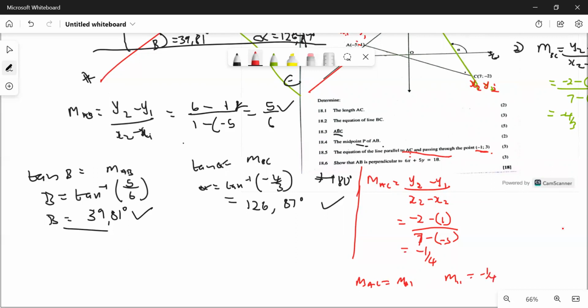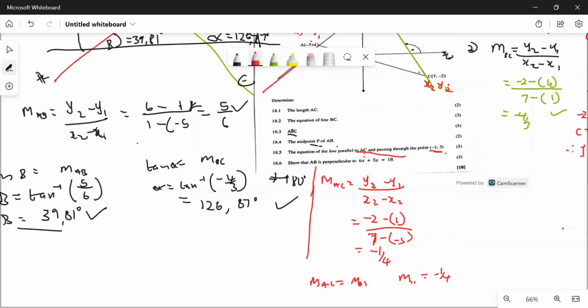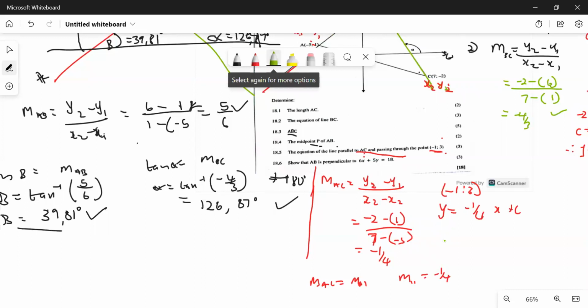Okay, what do you do from there then? You are going to say we have y, which is going to be given as minus 1 all over 4x plus c. And then which point are we going to use? We're going to use this point of minus 1 and 3. Okay, let's substitute that point. It says you have 3, which is going to be equal to minus 1 all over 4 multiplied by minus 1, and then plus c.